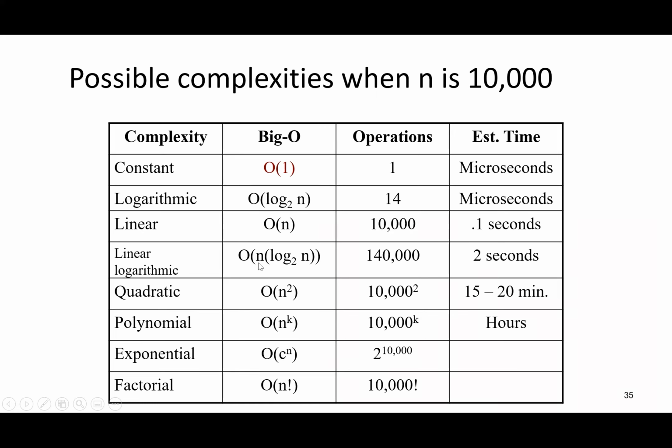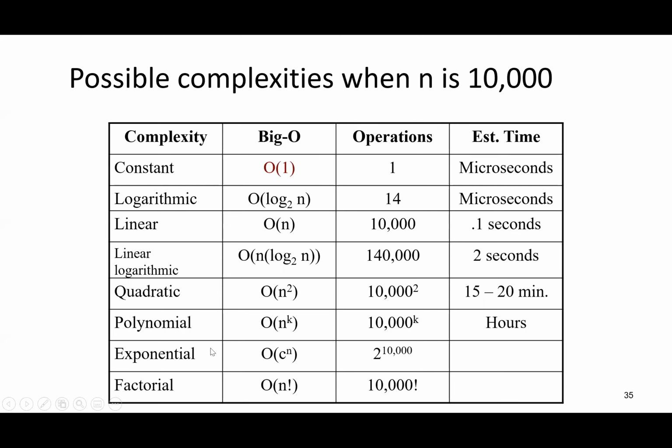Then you also can have linear logarithmic, n multiplied by log 2n. So it's around 140,000 operations, and the time is around 15 seconds. Quadratic, n power 2 is 10,000 power 2, the number of operations is quite a lot, right? It takes around minutes. But if you have polynomial, n power k, then it's 10,000 power k, it will take hours.